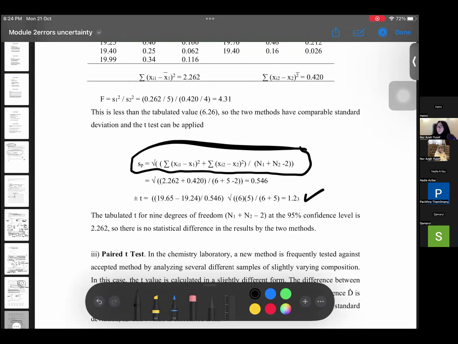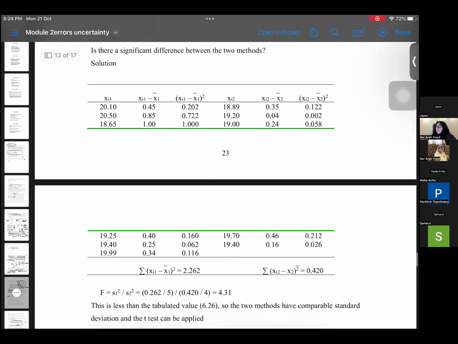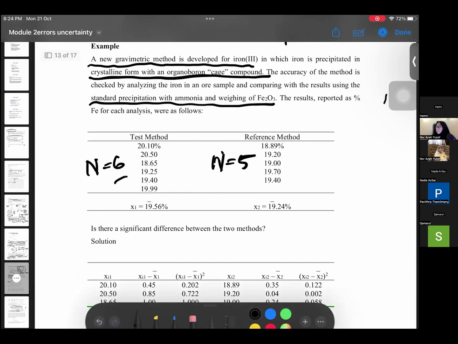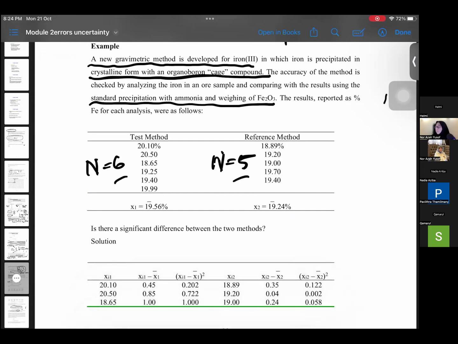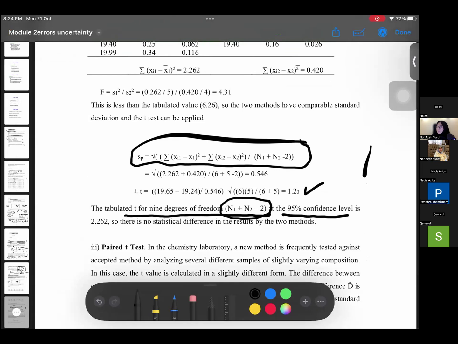And from the tabulated T, you have to use the degree of freedom, which is just now 6 plus 5 minus 2, because there are 2 sets of samples. Okay, 6 plus 5 minus 2. So that's how you get the degree of freedom. Let's say 95% confidence level. If you refer to the T table just now, once you have the degree of freedom correct and the confidence level, then you get the T value.